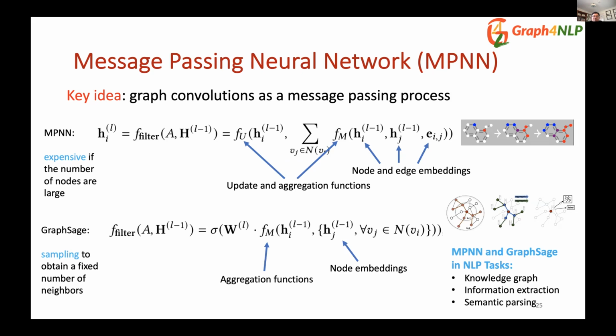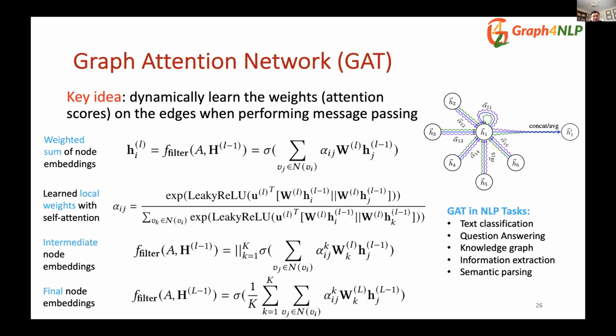MPNN and the GraphSAGE method have also been widely used for many NLP tasks, in knowledge graphs, information extraction, and semantic parsing. Next, the graph attention network, we call it GAT. The key idea is very simple. It just tries to dynamically learn the weights on the edge.